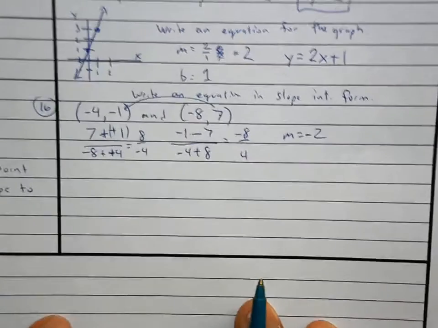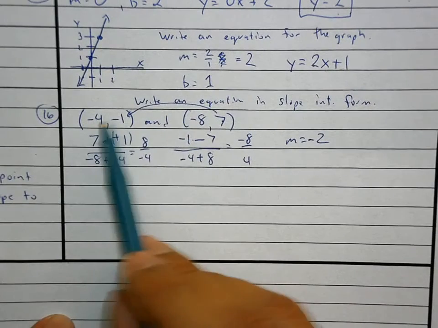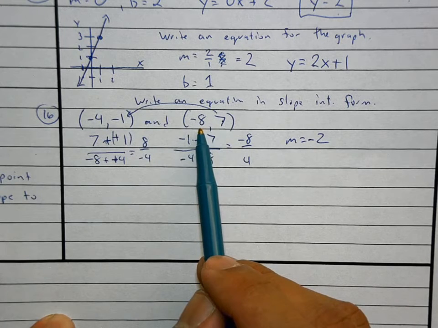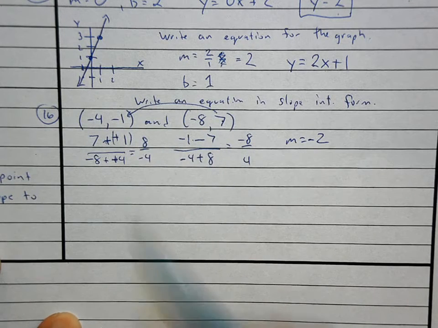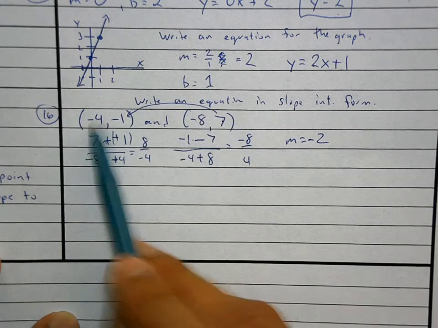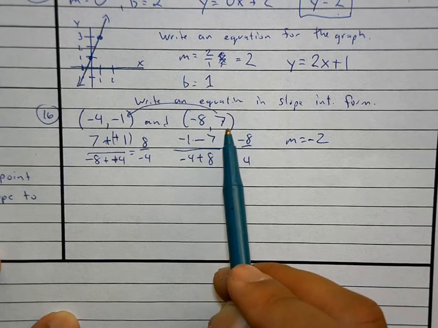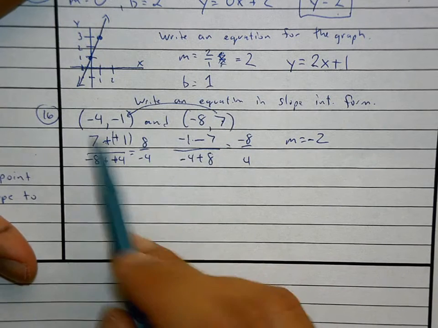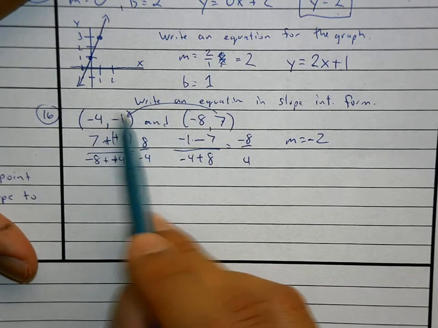Here's what I mean. I have this point and I have this point. I have -4, -1, and I have -8, 7. Which one is smaller? What numbers are going to be easier to work with? That's what you have to decide. What do you think is going to be easier, this stuff or this stuff? Do you want to use -4, -1, or do you want to use -8, 7? What's smaller-ish? Or do these numbers look easier to work with than these numbers?